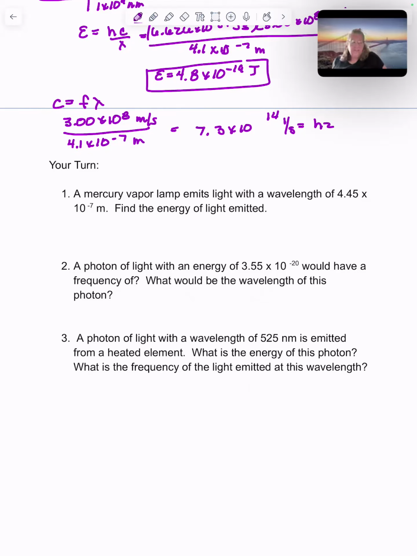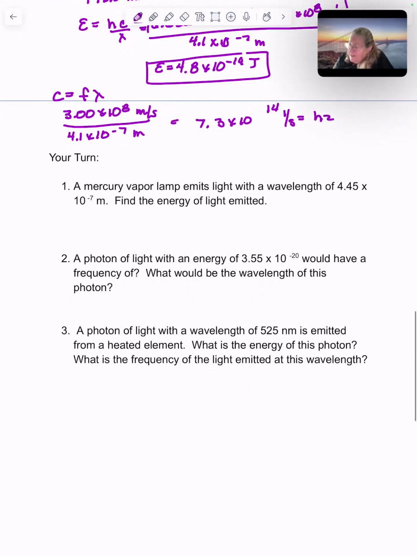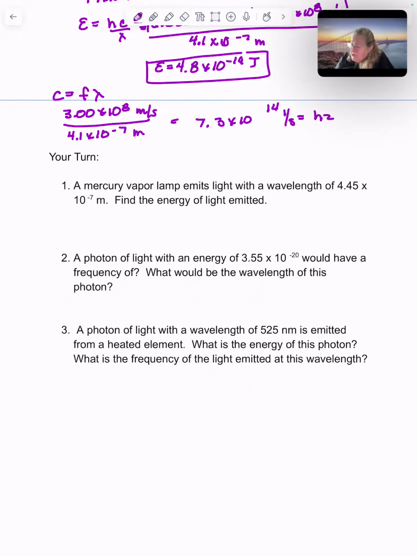So let's look at this one. A mercury vapor lamp emits a light with a wavelength of 4.45 times 10 to the minus 7 meters. Find the energy. Well, this is going to be the same equation we've been doing here: E equals hc over lambda.